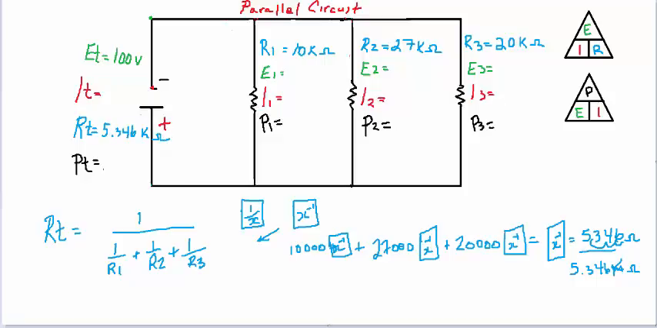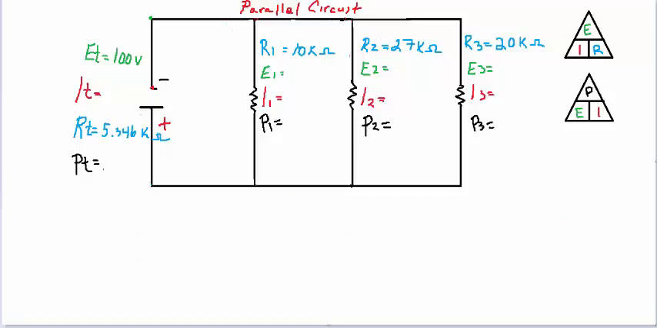Okay, now let's do the current. The total current, according to our Ohm's law triangles over here, is going to be our voltage divided by our resistance. So my IT will be equal to my ET, my voltage total, divided by my resistance total. So I have a total voltage of 100 volts and a resistance of 5,346 ohms. Volts is base unit, ohms is base unit, so you have to use ohms, not kilo ohms, or you're going to come to a different value.